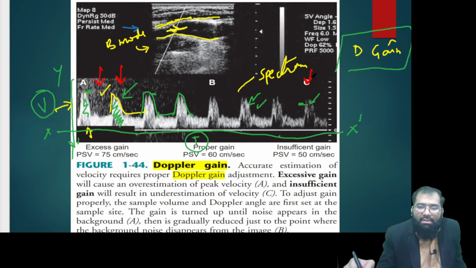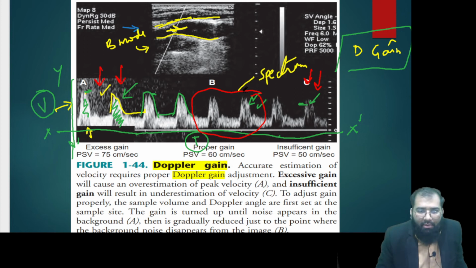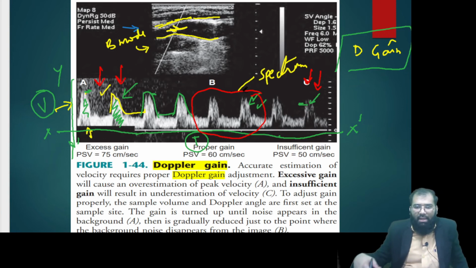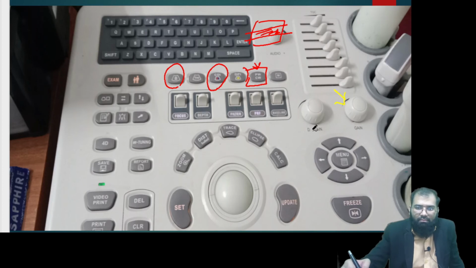Insufficient Doppler gain is this, C, that is low PSV. And if you put it adequate, you get such waveforms. Once you set the Doppler angle, then at the particular site, the gain is kept such that you get minimum noise and you get a very good spectral waveform instead of mixed waveform. Only then will you get a reliable PSV or peak systolic velocity. So this was the function of D gain. Once again, to remind you, I want to show you the button of B gain, D gain. Here. So gain and D gain.